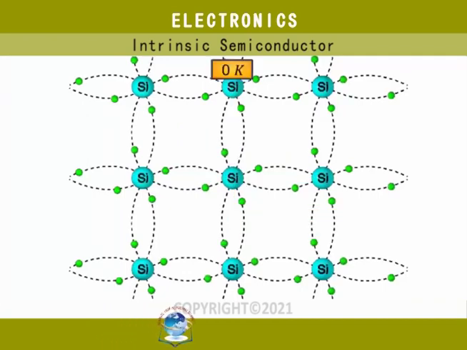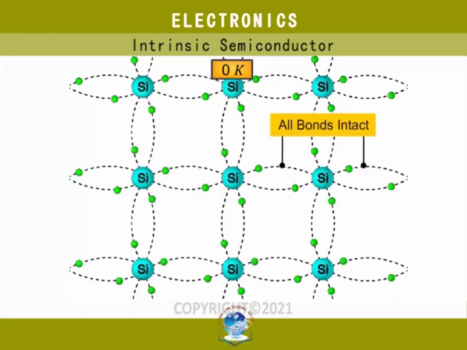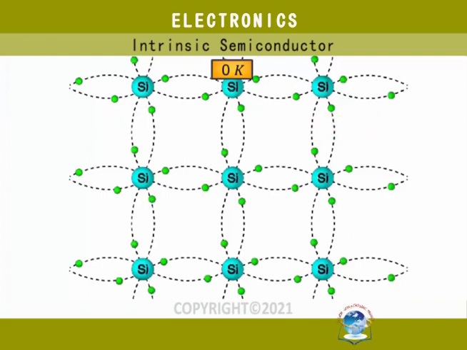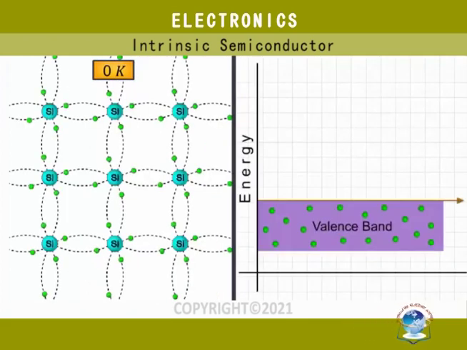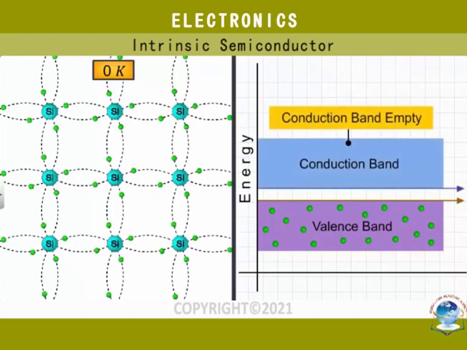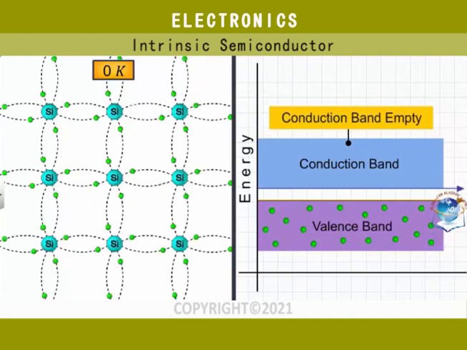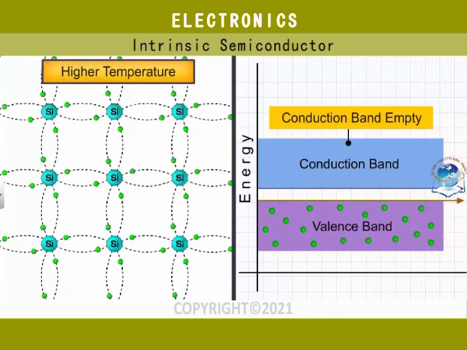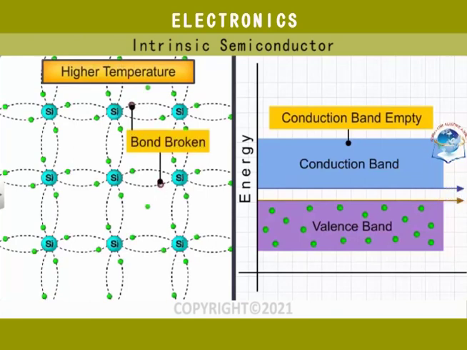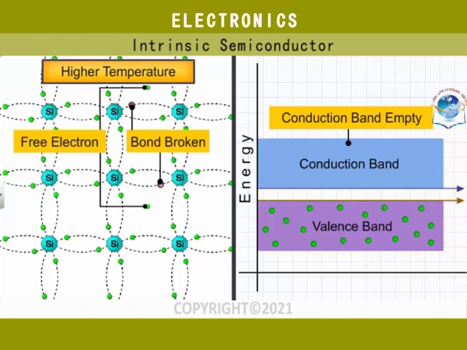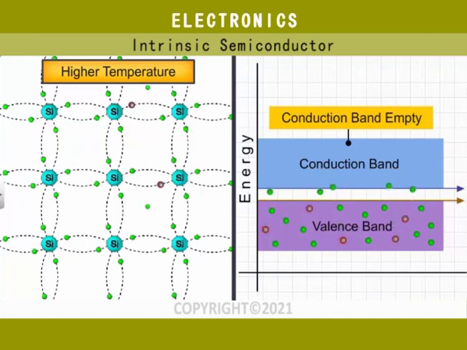At 0 Kelvin, all the covalent bonds in the crystal lattice of an intrinsic semiconductor are intact. Therefore, at absolute 0 temperature, there are no free electrons to occupy the conduction band, and the intrinsic semiconductor behaves like an insulator. However, at higher temperature, some electrons gain enough thermal energy to break free of the covalent bonds in the crystal lattice. These free electrons move to the conduction band, and the material starts behaving like a semiconductor.